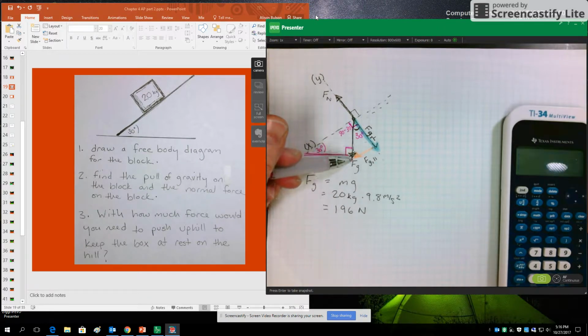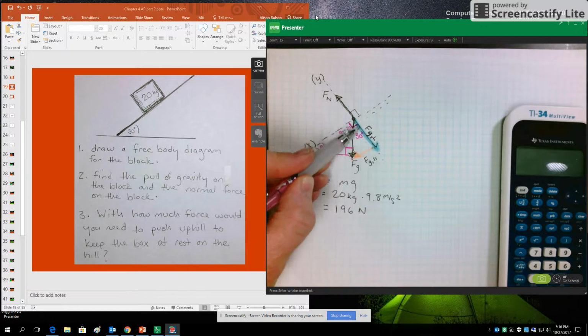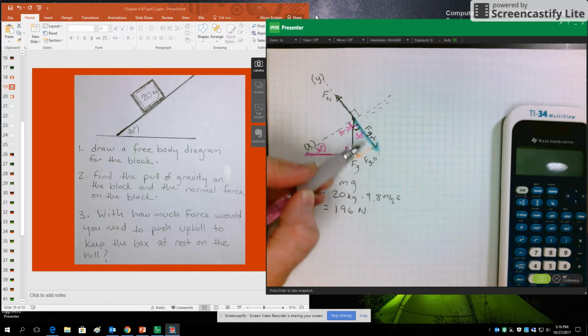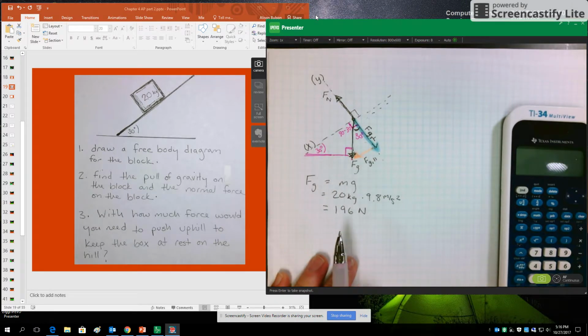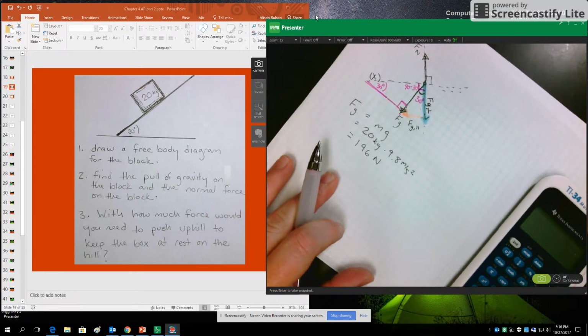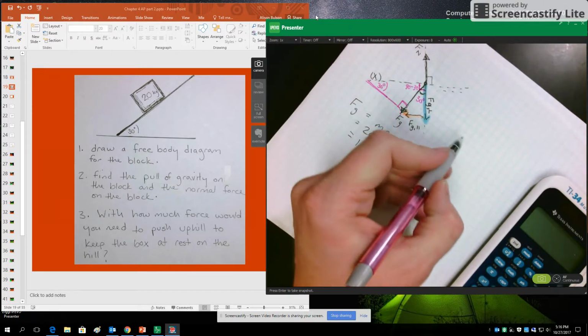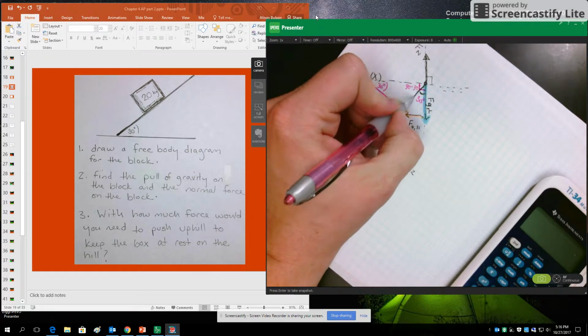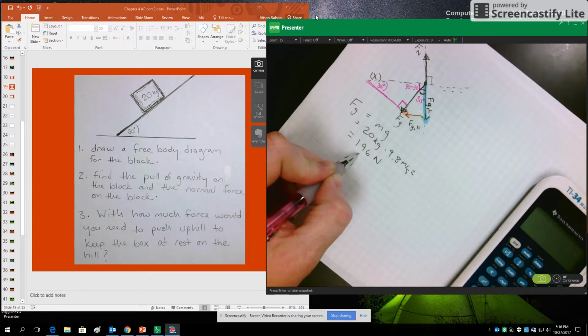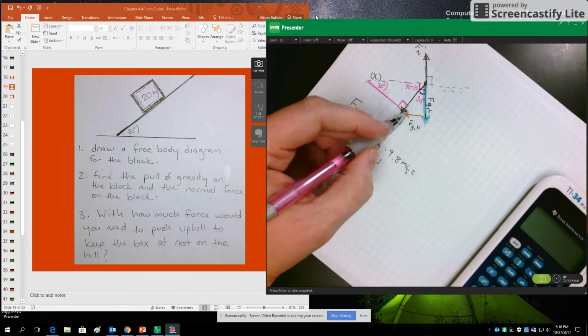Again, the point is, I don't want to talk about this pull of gravity that's straight down. I want to talk about the component of gravity that is now in my negative y direction versus the component of gravity that is in my now positive x direction. And again, this is how we're more used to seeing that right triangle. So thinking about this right triangle, this is what we know to be 196 newtons.